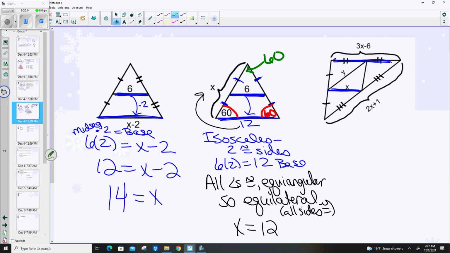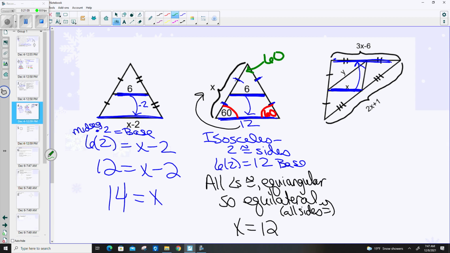All right, I'm seeing some issues out there. Some are good, some have issues. What do we have to do to the mid-segment to get to the base? Multiply by 2. What if I want to go from the base to the mid-segment? Divide by 2. Is 3x minus 6 easy to take half of? No, because 3 is not an easy number to take half of, right?